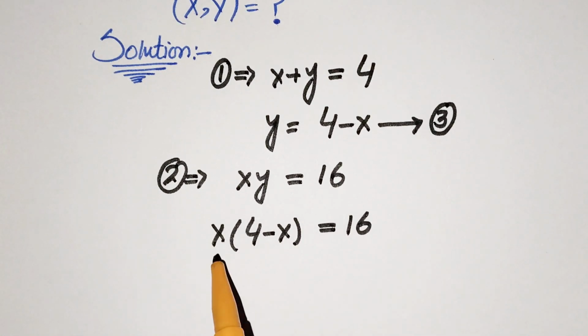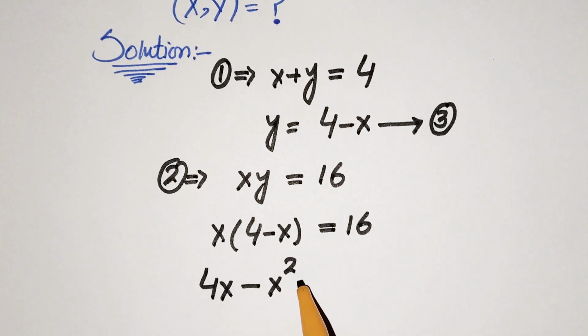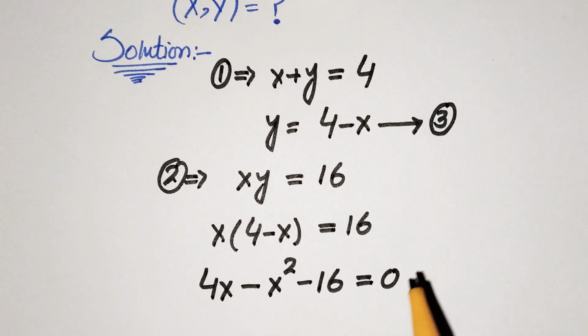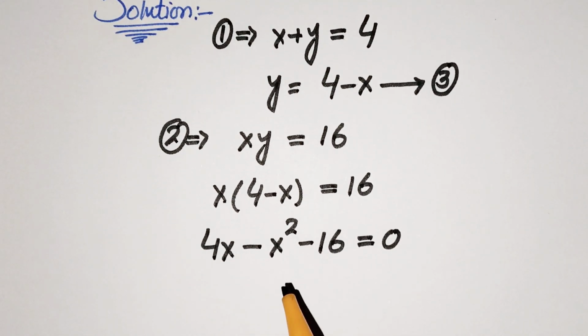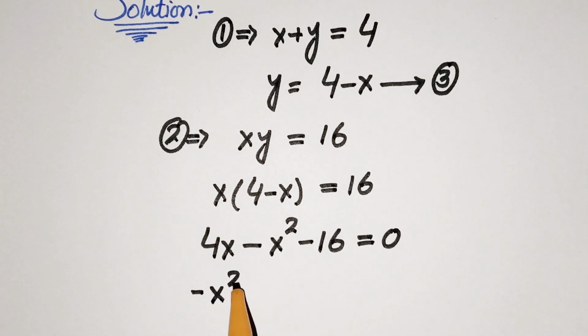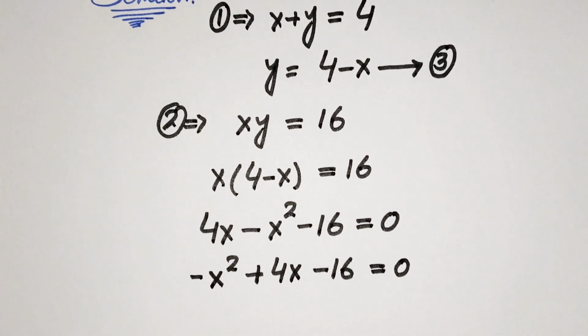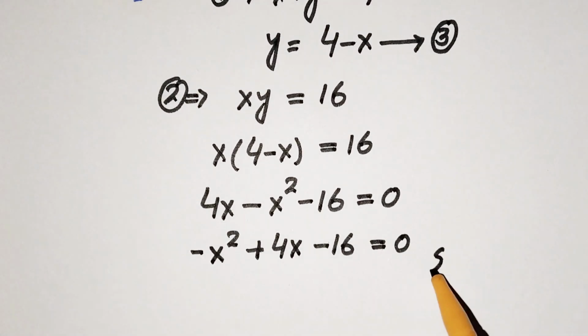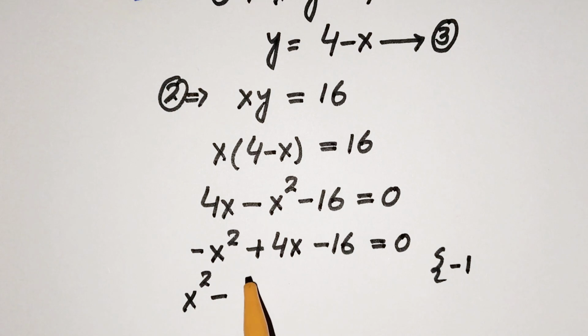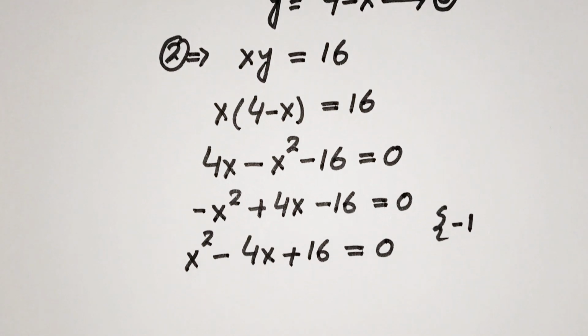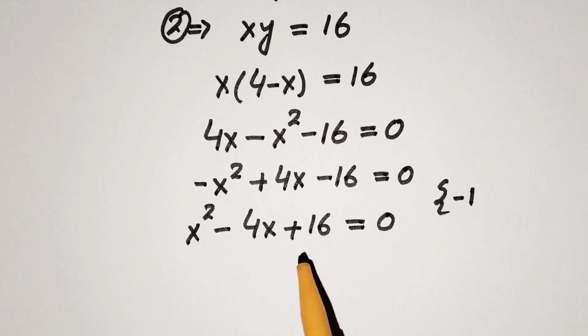So now multiplying by x, we get 4 times x is 4x and minus x times x is x squared. Shifting this one, we get minus 16 is equal to 0. If we rearrange this, we get minus x squared plus 4x minus 16 is equal to 0. Now to remove this sign, we multiply by minus 1 on both sides. So here we get x squared minus 4x plus 16 is equal to 0. Now we can solve this quadratic equation by using the quadratic formula.